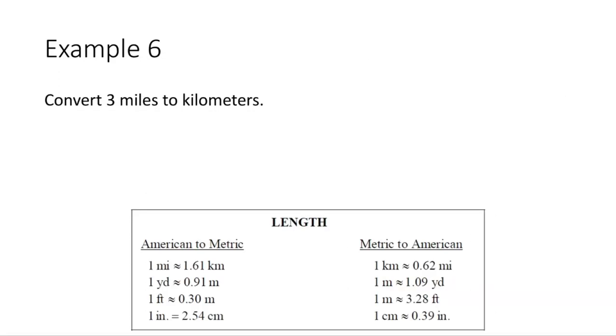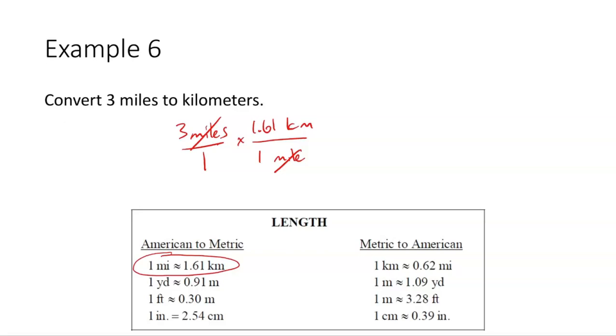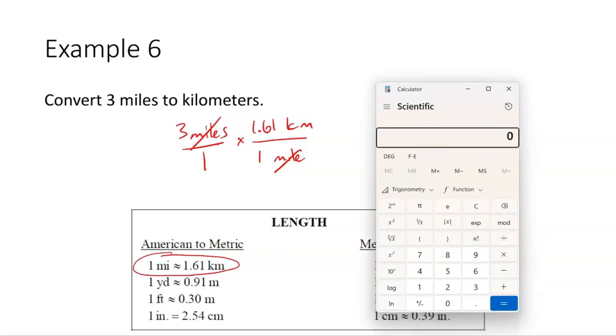So if I want to go from 3 miles to kilometers, basically I'll start with 3 miles. And then I notice that 1 mile is about 1.61 kilometers. So I will multiply by this conversion factor of 1.61 kilometers per 1 mile. I'll put this conversion factor in a way that essentially the miles will cross out and the only units I have left is kilometers. And now what I have left is 3 times 1.61. So pull out the calculator. 3 times 1.61, I get 4.83.